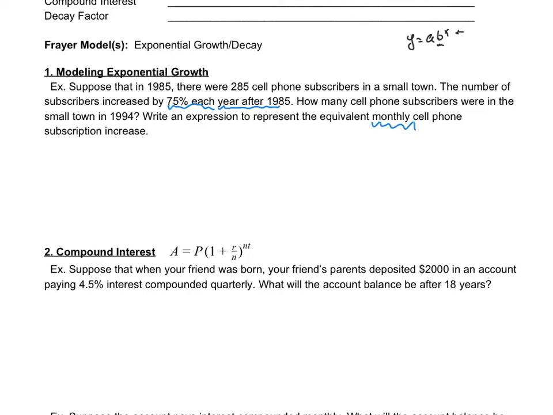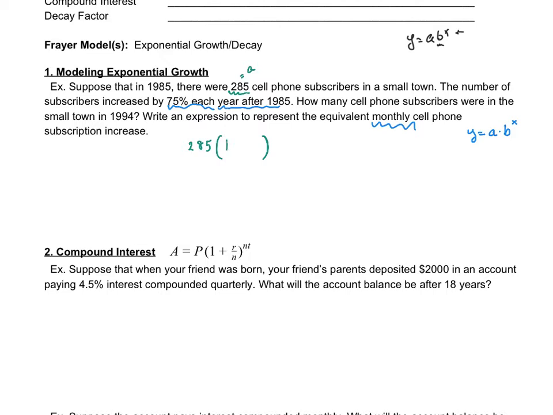But if we look at our original y equals a times b to the x power, knowing that a is my initial value, it says right here that in 1985 there were 285 cell phone subscribers. So there you go, that 285 is equal to a. That's my initial value that I'm starting off with. And I'm going to be multiplying that by the original value, or what I started with, which is 285.